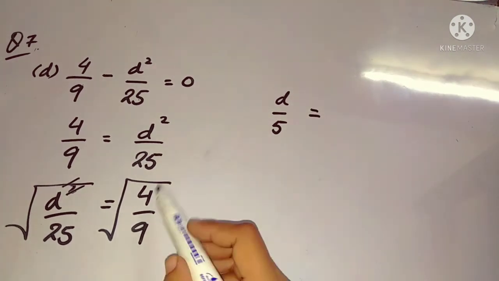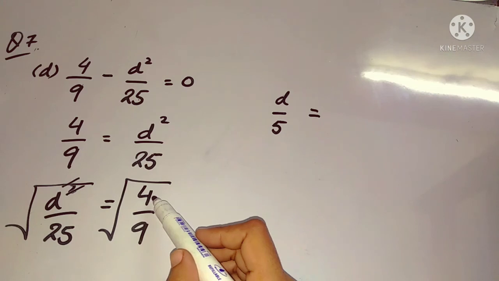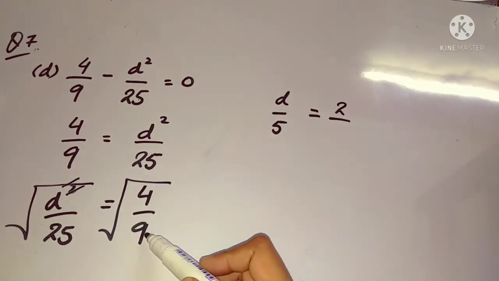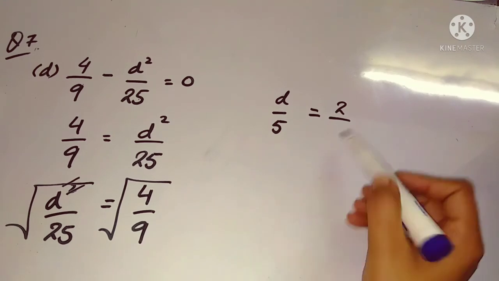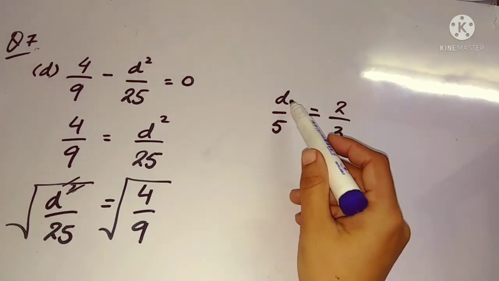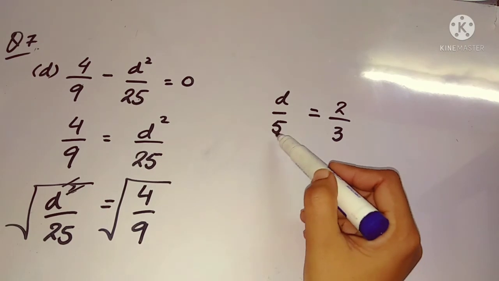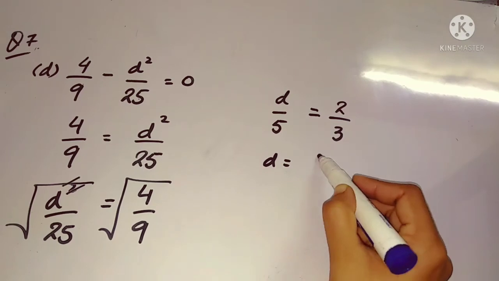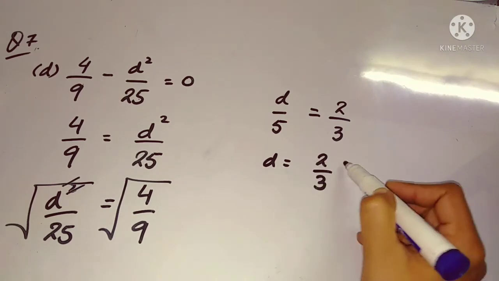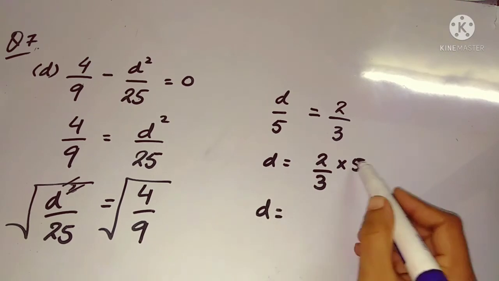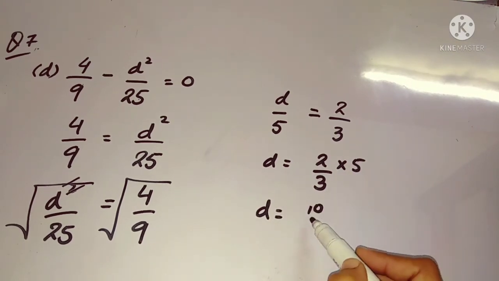And you also have to find out the square root of 4 and 9. The square root of 4 is 2, because 2 2s are 4. And the square root of 9 is 3, because 3 3s are 9. As you just need to find out the value of d, this 5 is dividing over here, so it will come to this side and be multiplied. So it will become 2 by 3 multiplied by 5. So d is equal to 5 2s are 10, 10 over 3.